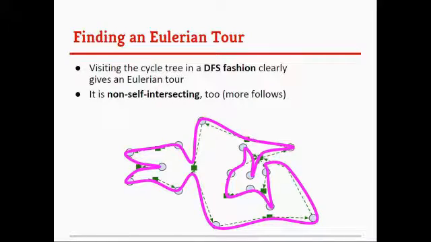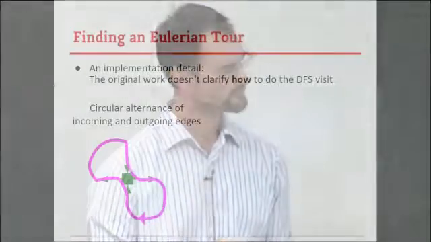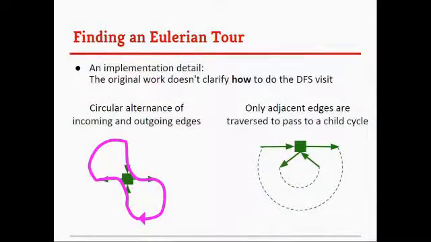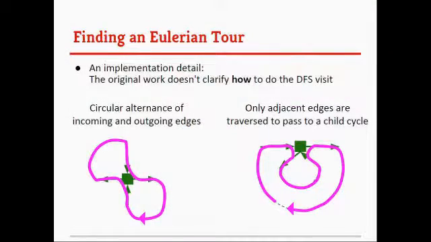Visiting the tree of cycles with a DFS visit clearly gives an Eulerian tour, since each edge is visited just once. It can be non-self-intersecting as well. The reason is that on each node, the outgoing and the incoming edges alternate in the clockwise ordering of the node. And by following these alternations, it is possible to avoid intersections. By following this principle, when passing from a father cycle to a child cycle that is nested in it, it is possible to have a tour that is non-self-intersecting.